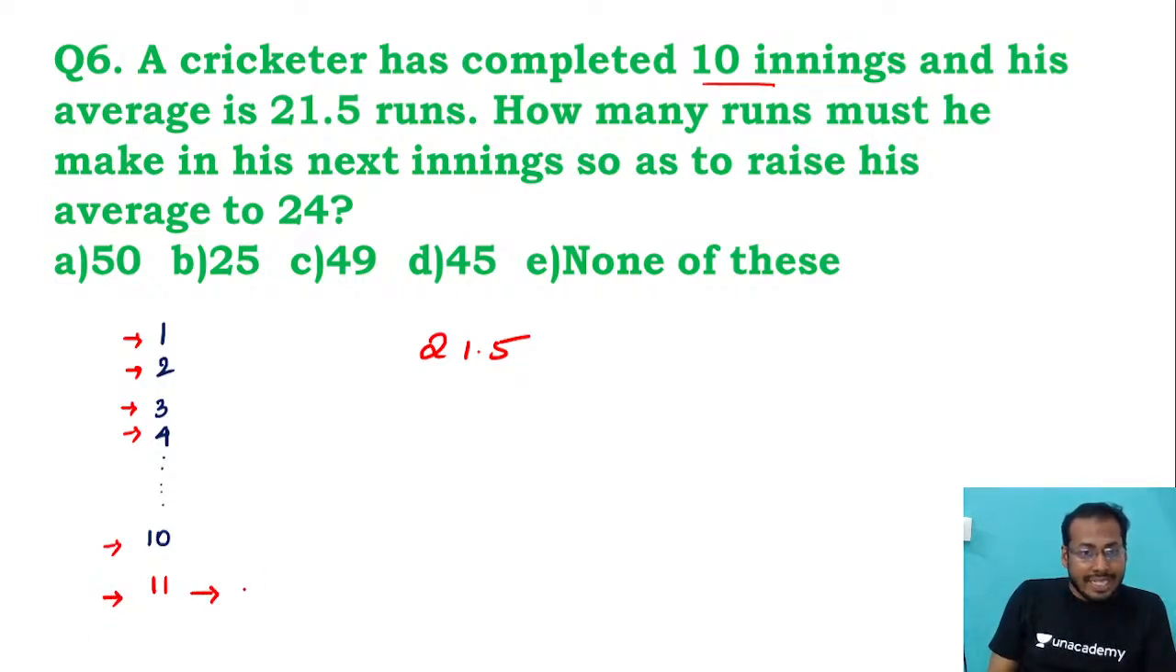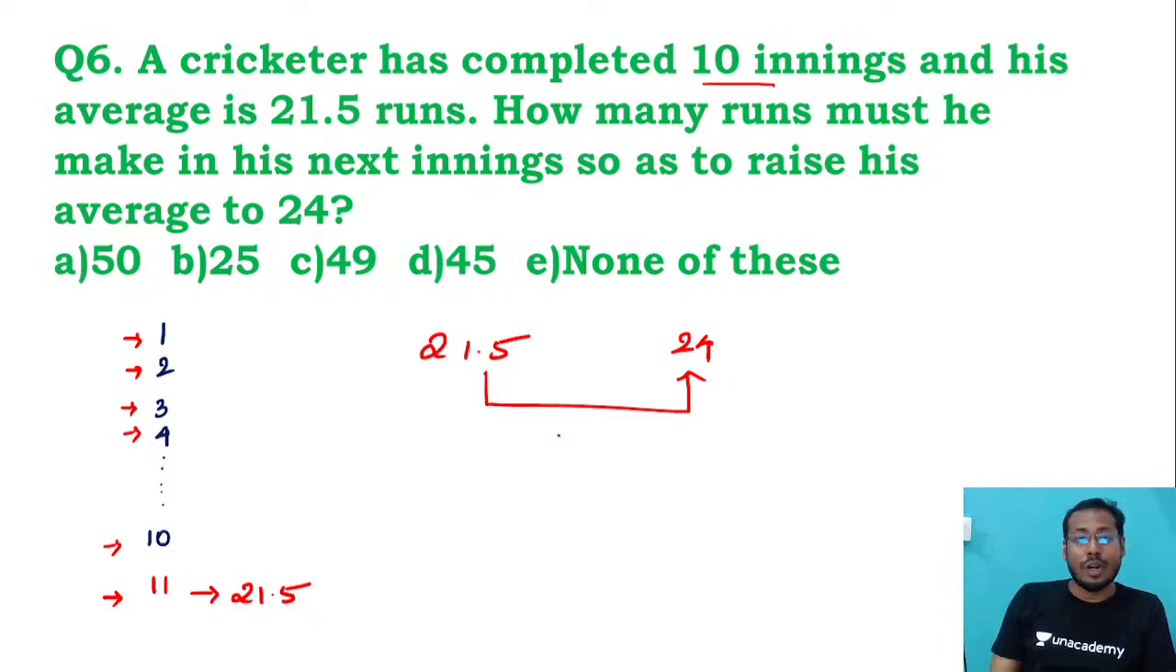In the 11th match, also if he takes the same 21.5, what will happen? Nothing will happen. He will get the same average. But today he had a different desire. That is, his average 21.5 should be converted into 24.